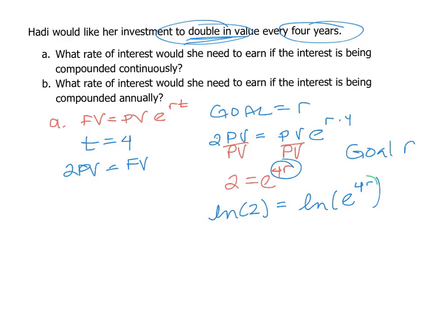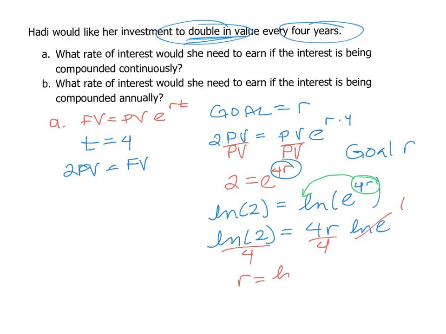This 4r, because of those properties of logs, can come out in front and become a coefficient. So we're going to have natural log of 2 equals 4r times the natural log of e. Remember, natural log of e is just 1. So all I have to do is divide by 4. So my r is going to be natural log of 2 divided by 4, which is approximately 0.173.